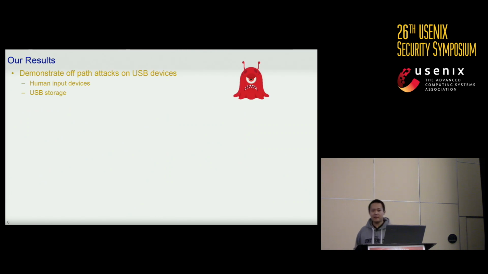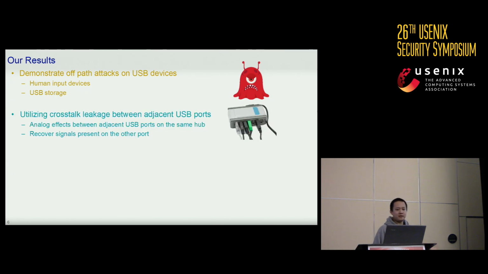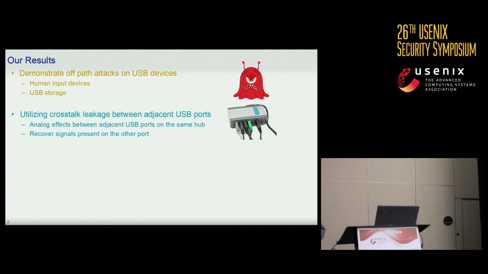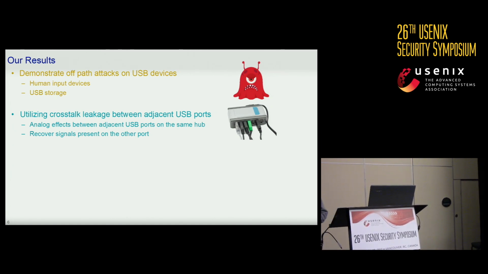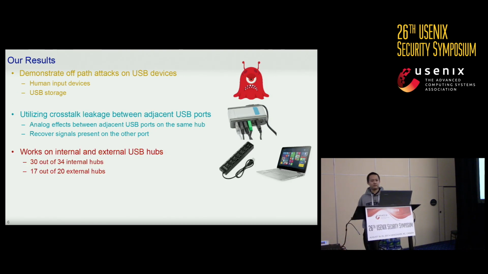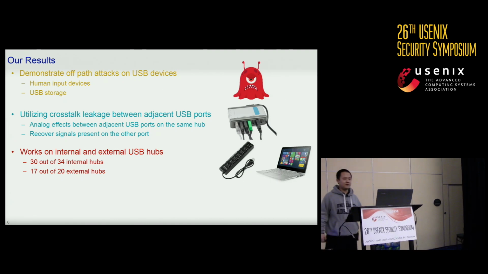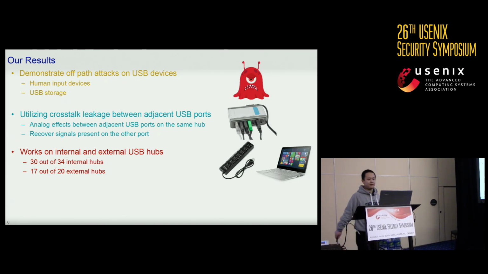In this paper, we demonstrate attacks on both human input devices and, to some extent, USB storage. In order to do that, we capture the analog crosstalk leakage signal from the USB hub, and then we can figure out what happens on the other ports on the same USB hub. We tested dozens of USB hubs, and the majority of them showed some leakage.